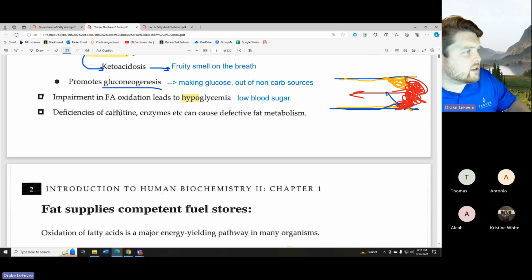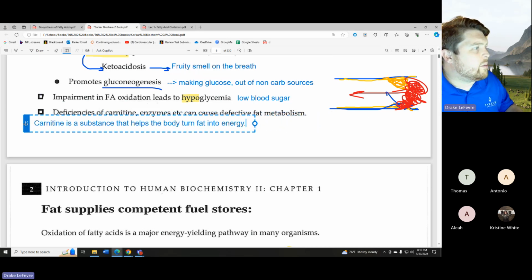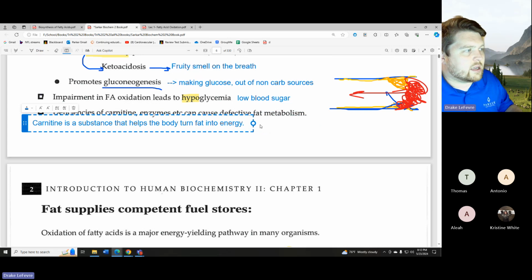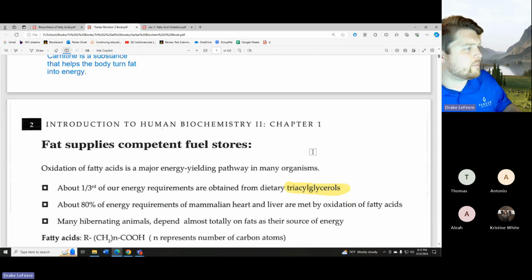And also deficiencies of carnitine or enzymes can cause defective fat metabolism. We're going to talk more about carnitine in a little bit, but essentially, carnitine is the protein that really helps the body actually turn that fat into energy. We'll talk about that in a little bit.